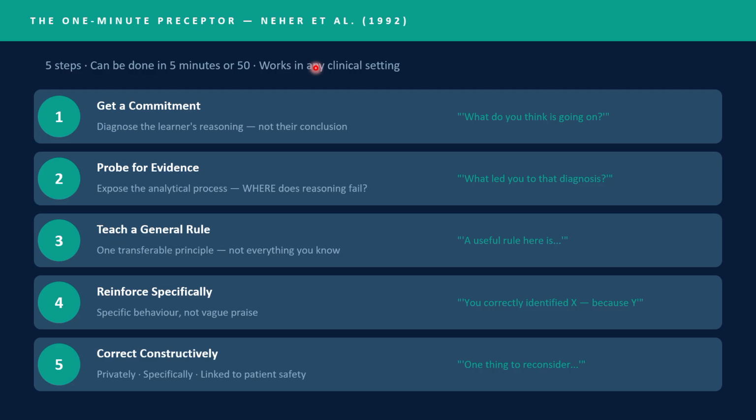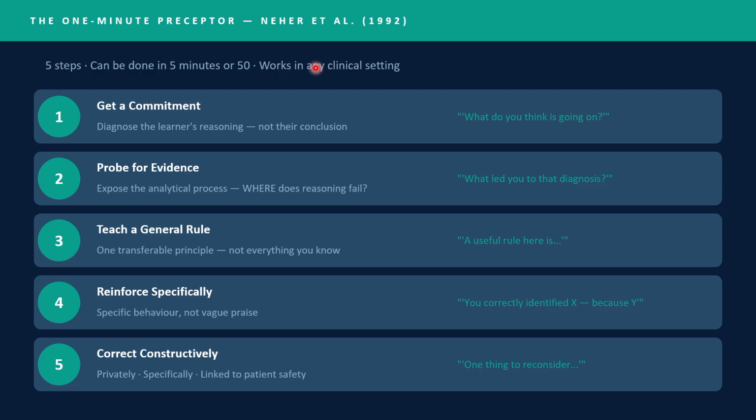The importance of getting commitment is that it helps you to diagnose the learner's reasoning, not their conclusions. And you can establish commitment by asking, what do you think is going on with this patient, or where? Then move to the second step, which is probe for evidence. The importance of probing for evidence is to expose the analytical process. Where does reasoning fail? Here you ask, what led you to that diagnosis?